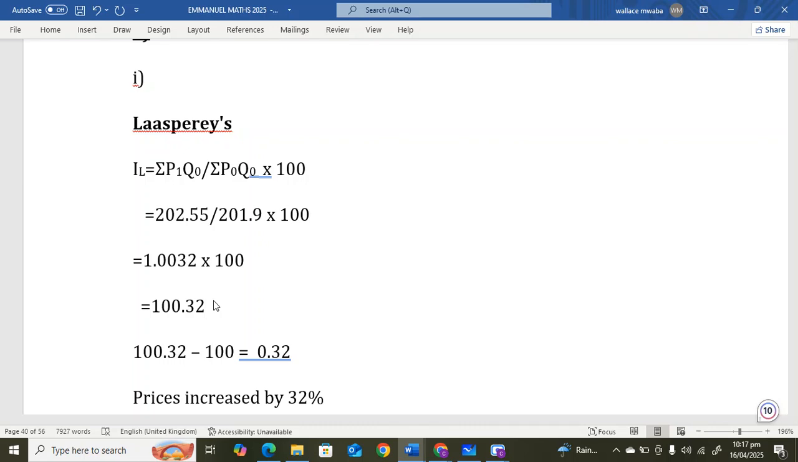The index number for a base year is always 100. These index numbers are used to see percent changes. So as you can see here, when we did 100.32 minus 100, we got 0.32. So what it's telling us is that the price level has increased by 0.32%.